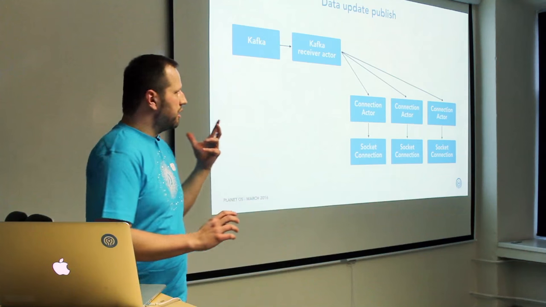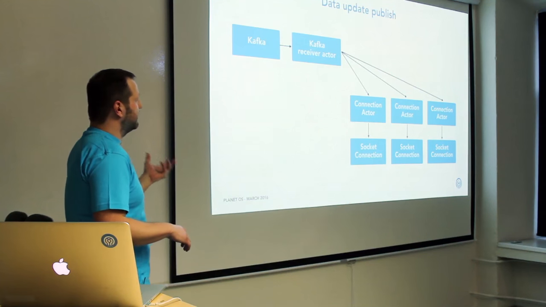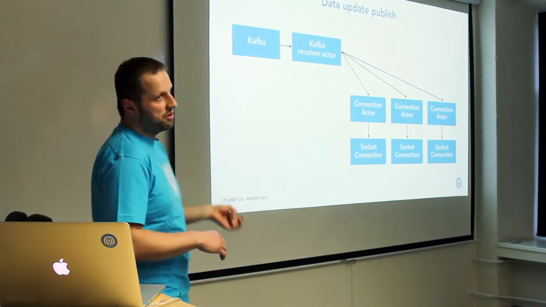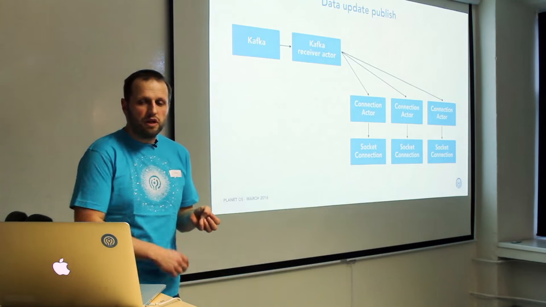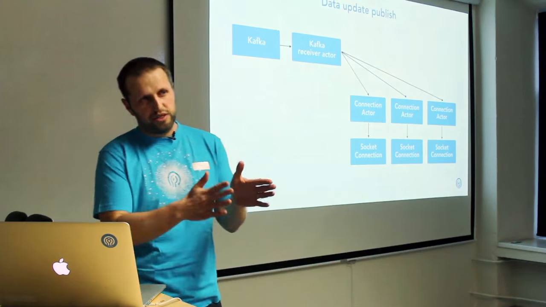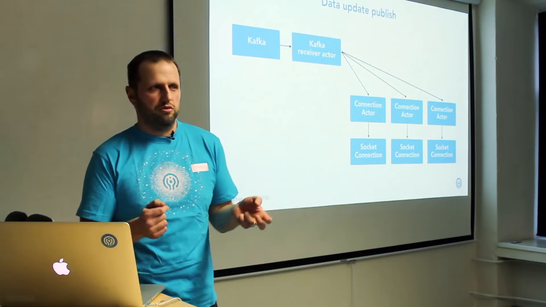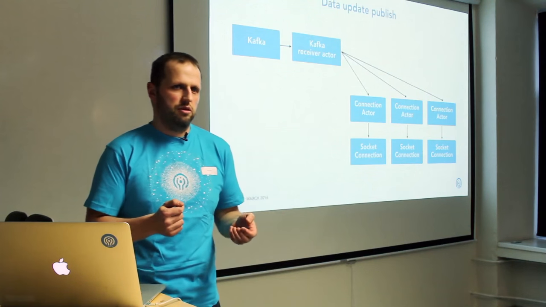Now if we want to know how a data publish works, this system uses Kafka for its queues. There is an actor that receives messages from the Kafka queue. Kafka is just a regular message queue, just like RabbitMQ, for example.